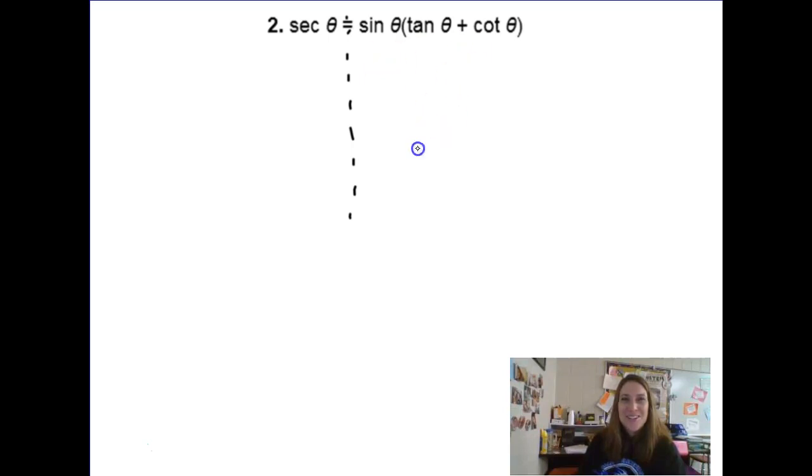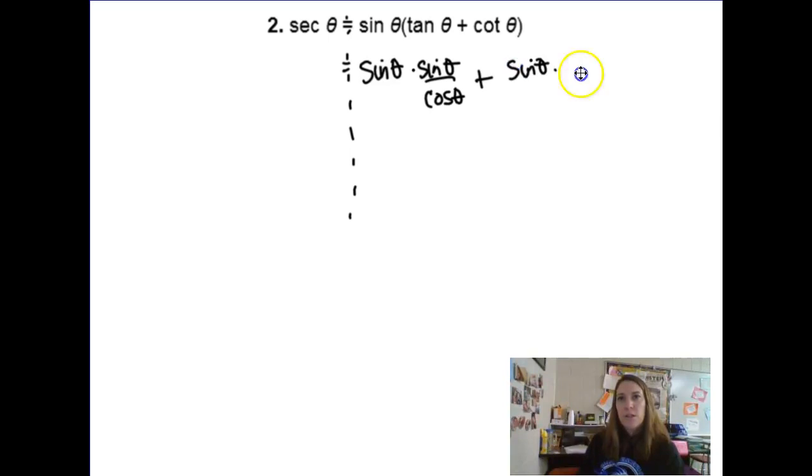Alright, so I think the right side is clearly the most disgusting side. So let's go with that one. My algebra instincts tell me, I feel like a distribution coming on here. So sine times tangent. And while I'm rewriting, I'm going to trade tangent out for sine over cosine, because I think that's the direction I'm going to go here. Sine times cotangent will be sine times cosine over sine.